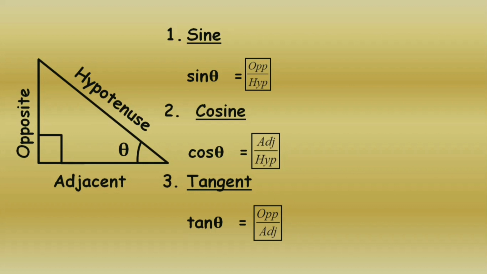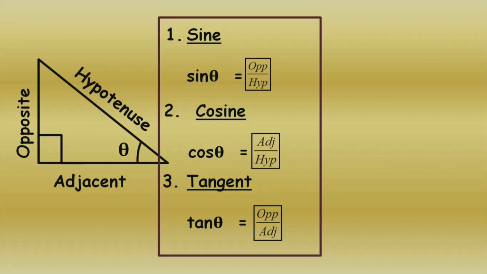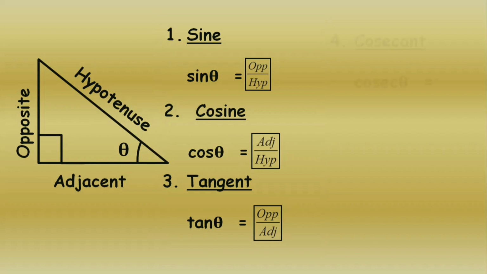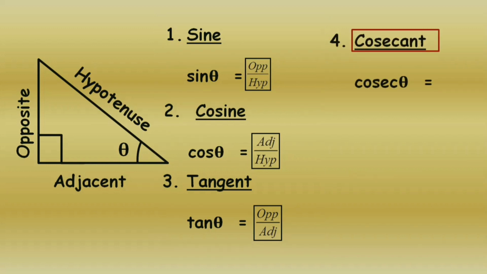There are 3 more functions we need to understand. If you know the formulas of the first 3 functions, these would be really simple. The name of the 4th function is cosecant. The 5th one is secant. And the 6th one is cotangent. Cosecant of theta is written as cosec theta. It's the reciprocal of sin theta. Sin theta equal to opposite by hypotenuse. Then cosec theta is equal to hypotenuse by opposite.